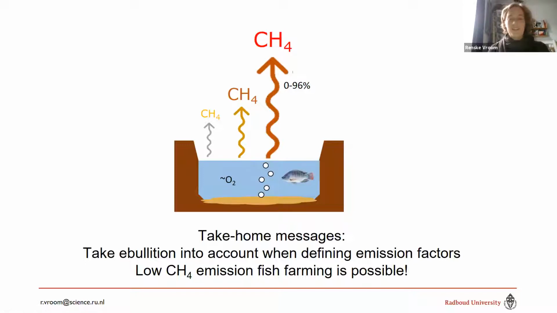So our take-home messages were: take ebullition into account when defining emission factors for these ponds, and also low methane emission fish farming is possible. We had some ponds where we had very, very low fluxes. So with the right management strategies, fish farming could be a very sustainable source for protein for our food.